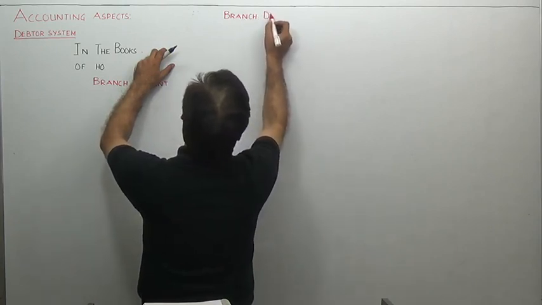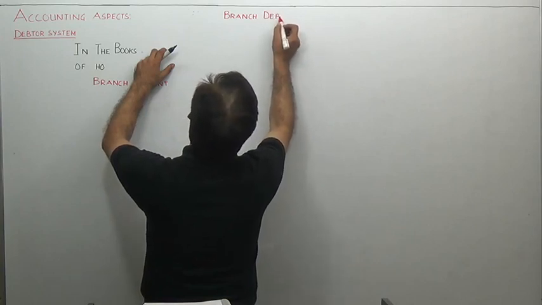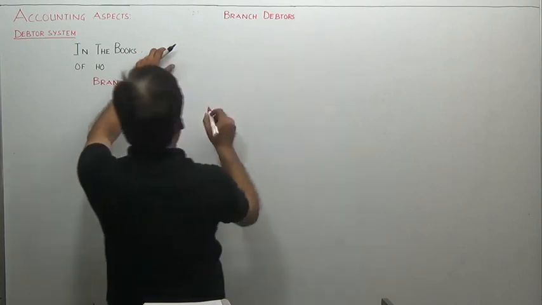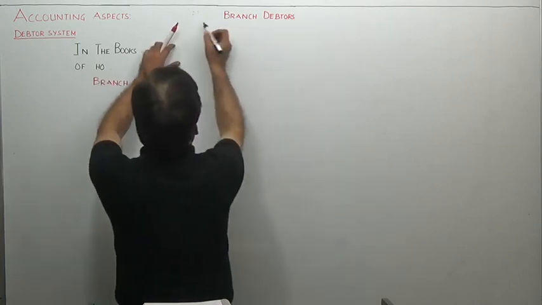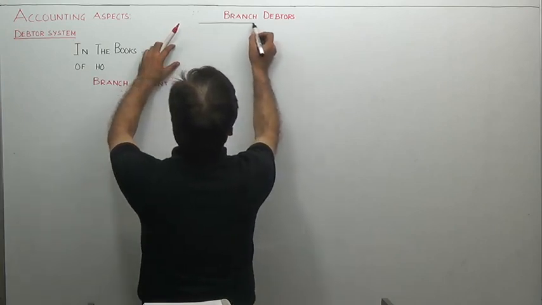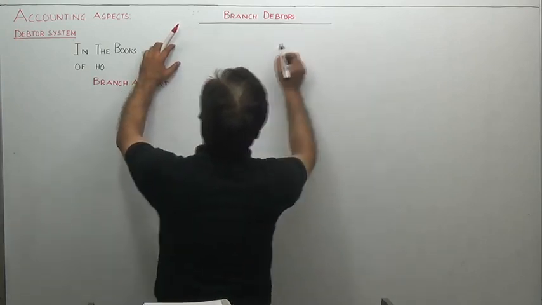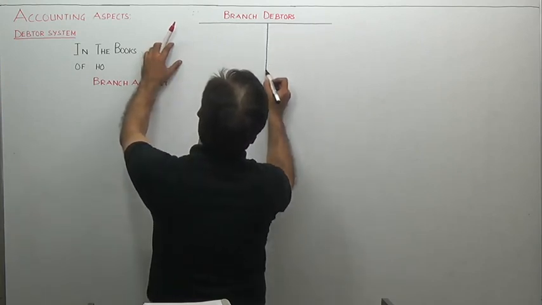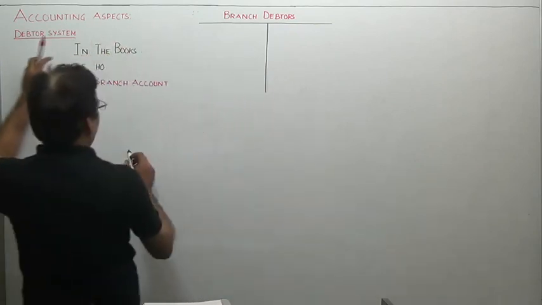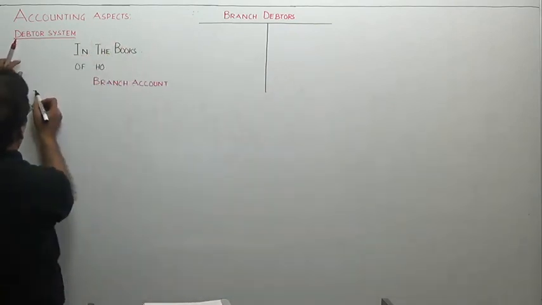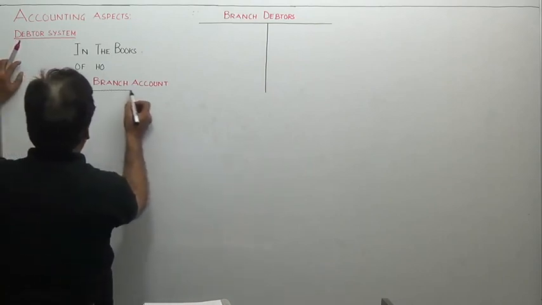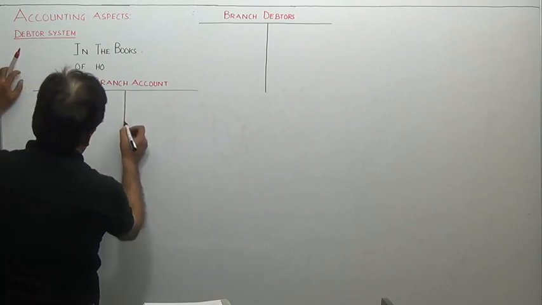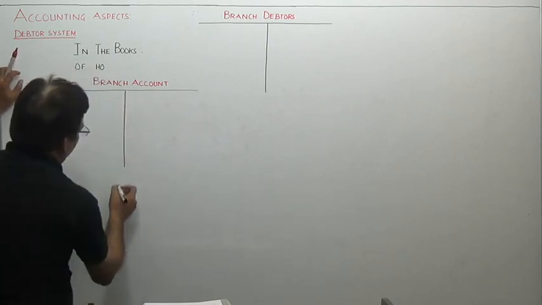In the books of head office, with respect to branch, only the branch account and branch debtors accounts are prepared by the head office, correct? It means it's an incomplete accounting system. Why? I need not tell you, because full-fledged accounting is not being done. Very limited accounts are being prepared, because needs are limited. That is the reason it is often called an incomplete accounting system. Now, how the accounting is done, we are trying to find out now.